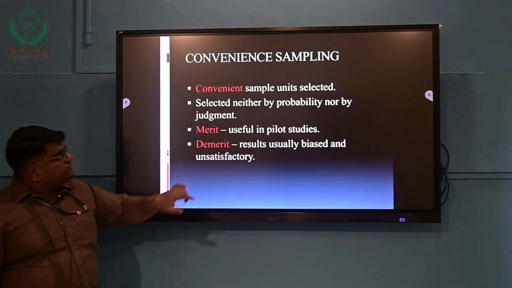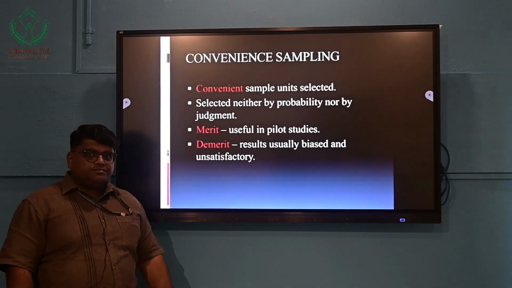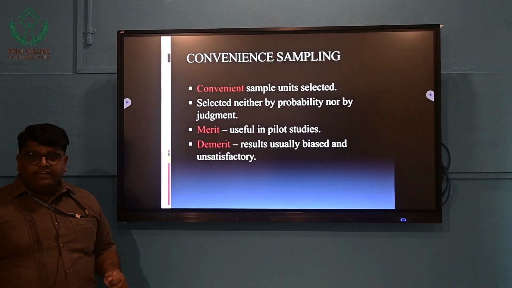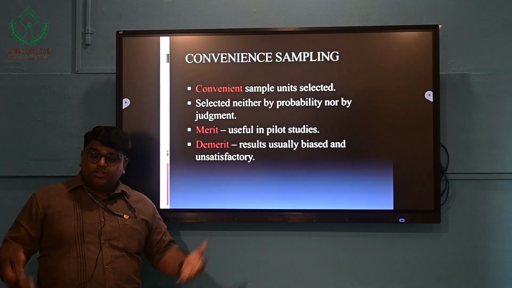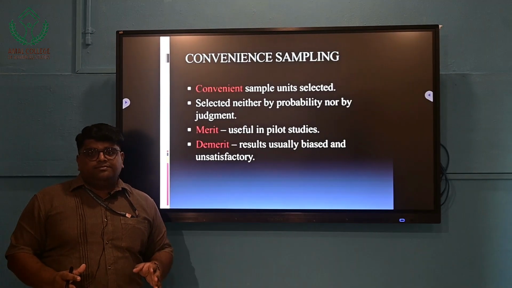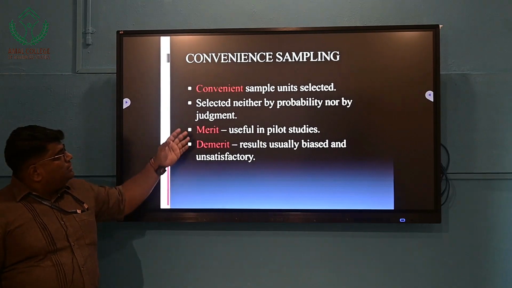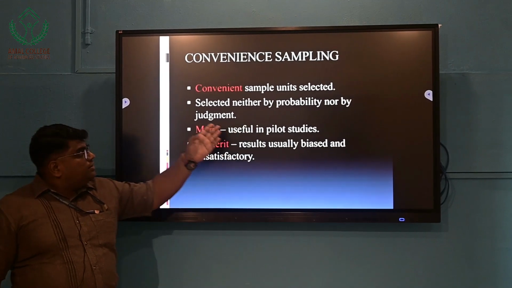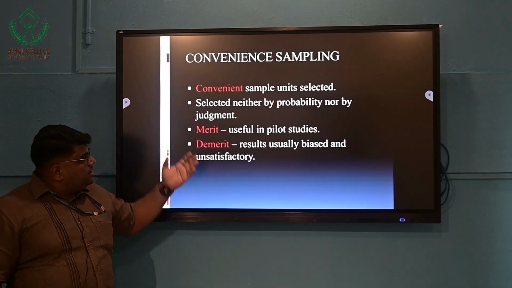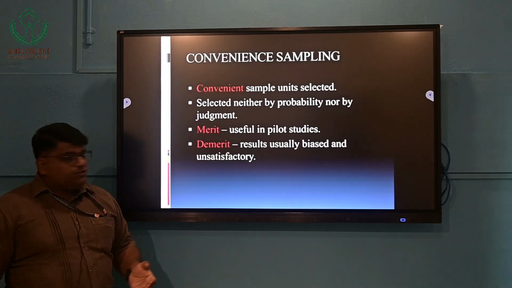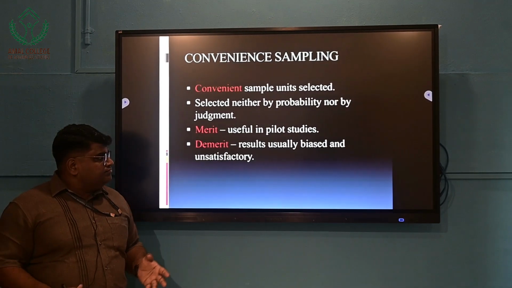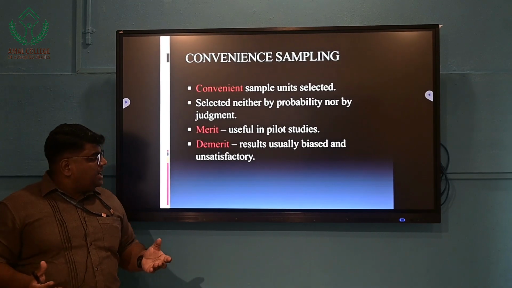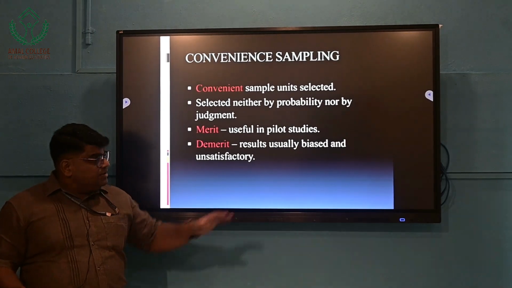Now moving to convenience sampling. What is convenience sampling? Sample units are selected on the basis of the convenience of the investigator, the researcher, neither on probability nor on judgment. The merits are that it's useful for pilot study purposes, and the demerits are that results are usually biased and unsatisfactory.